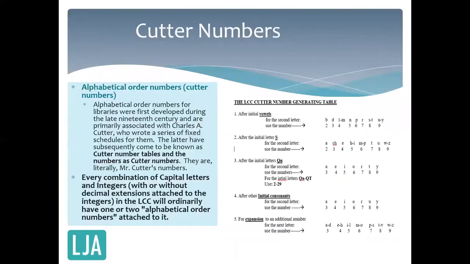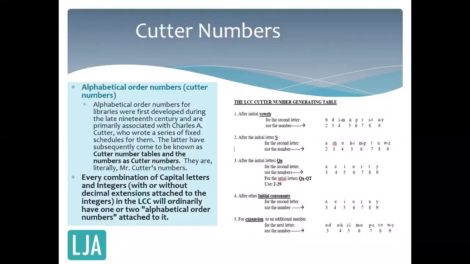Cutter numbers, I've already been talking about this, but what are cutter numbers and where did they come from? Because they're not part of LC classification in terms of the actual classification schedules. So where did they come from? Well, they're alphabetical order numbers for libraries that were first developed in the late 19th century, primarily associated with Charles A. Cutter, and he wrote a series of fixed schedules for them. They've come to be known as the Cutter number tables, and Cutter numbers is what they're called, just named right after him.